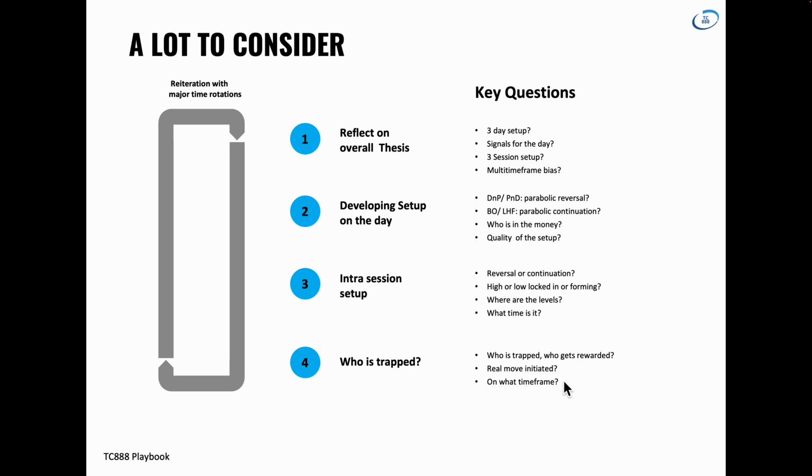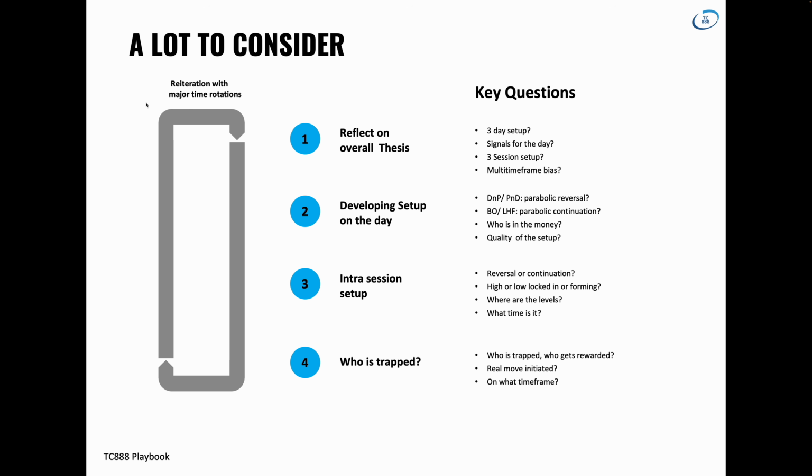So who is trapped and who gets rewarded by the trap? Is the real move already underway and this is your entry trap? On what time frame is the trap? Or is this just a higher time frame trap and you will then get a first mouse and then a second trap? This is something I will show you later that it's extremely critical to understand. This is what gives real edge and makes your entries safe and gives you a high win rate.